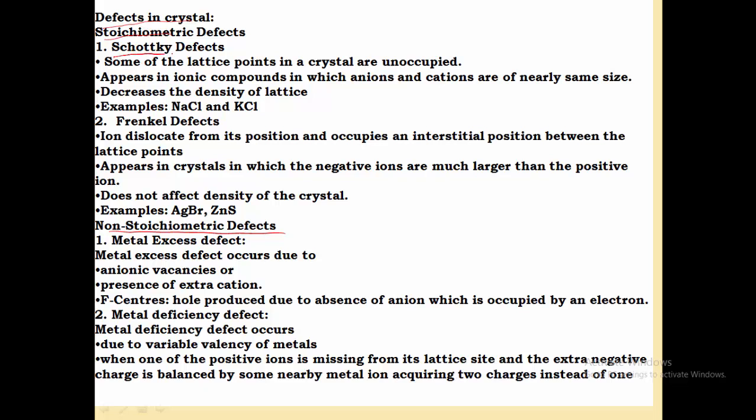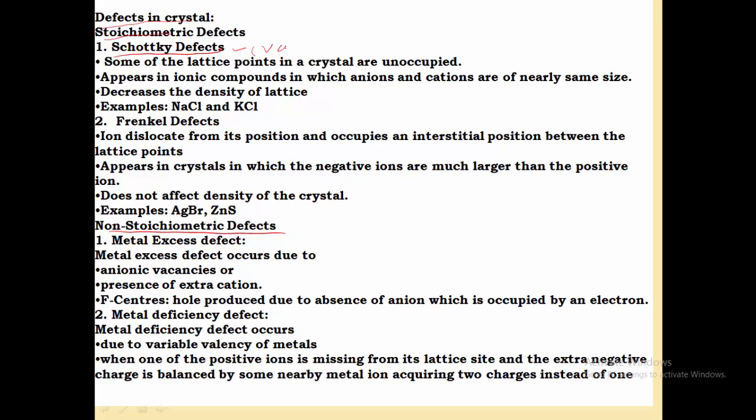First one is Schottky defect. Here some of the lattice points in a crystal are unoccupied. That means there is a missing of equal numbers of anions and cations. If 2 cations are missing, there will be missing of 2 anions also. Equal missing of cations and anions takes place.